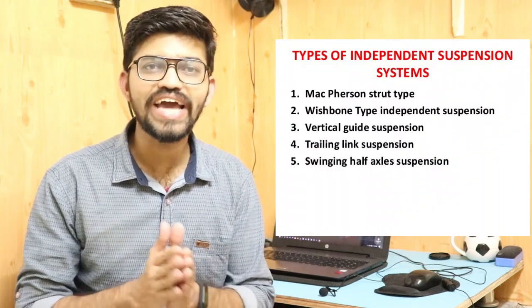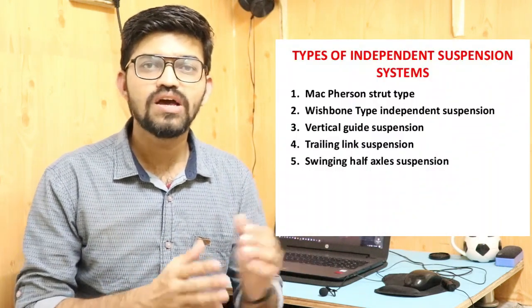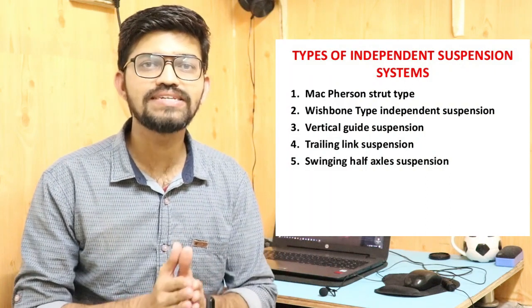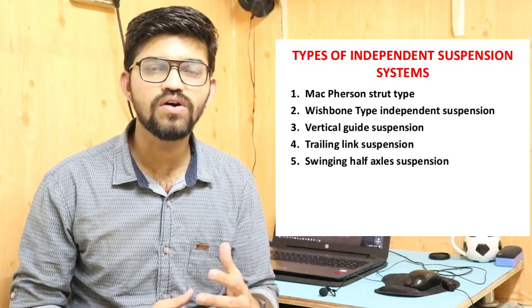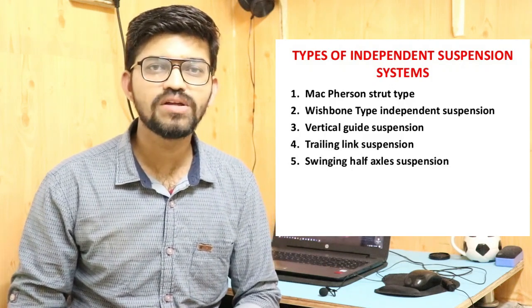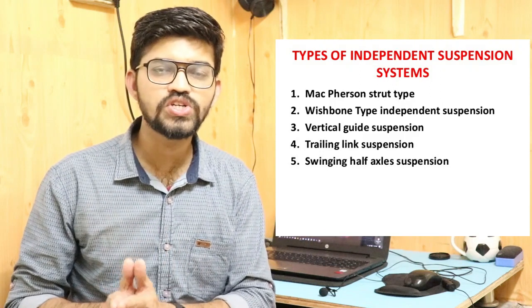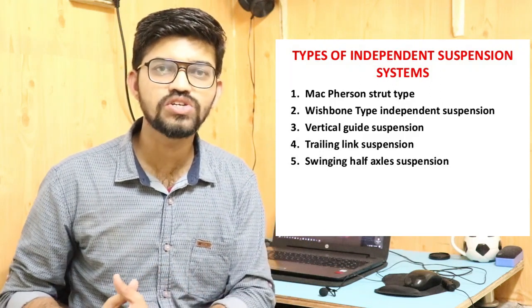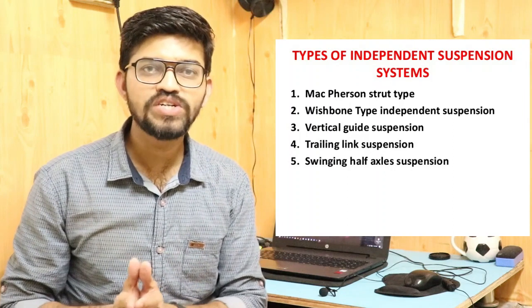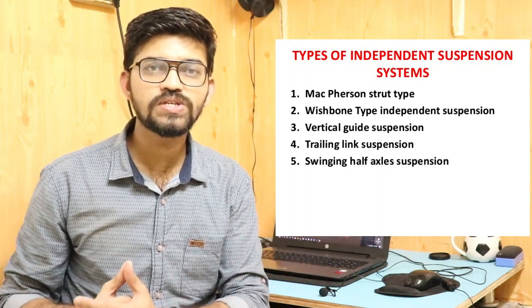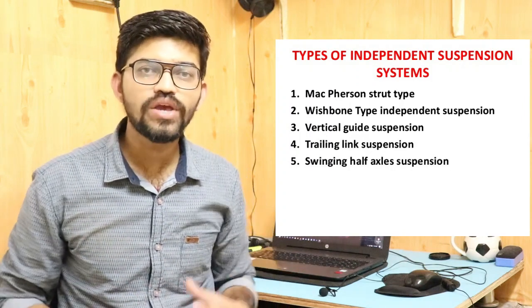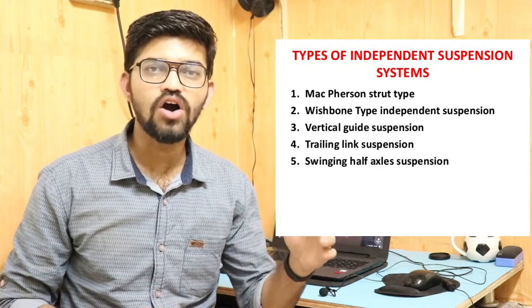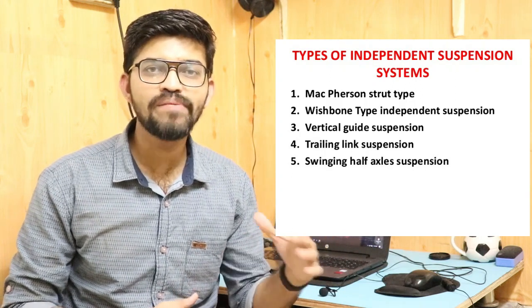In this video we are going to learn about the independent type of suspension system, which is basically for front wheels. There are 5 types of independent suspension system for the front wheels: the double wishbone type, the Macpherson strut type, the vertical guide type, the trailing link type, and the swinging half axle type. We are going to cover all these 5 types of independent front wheel suspension system.